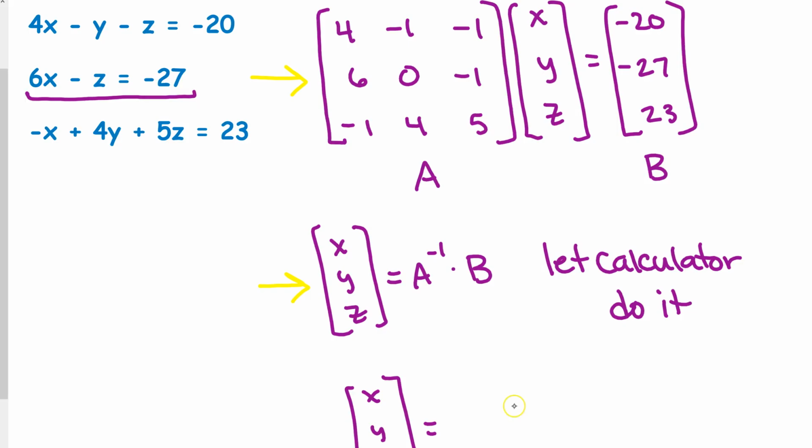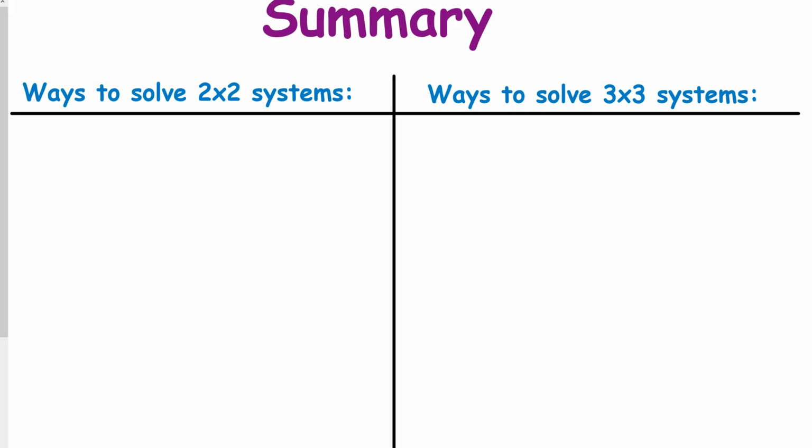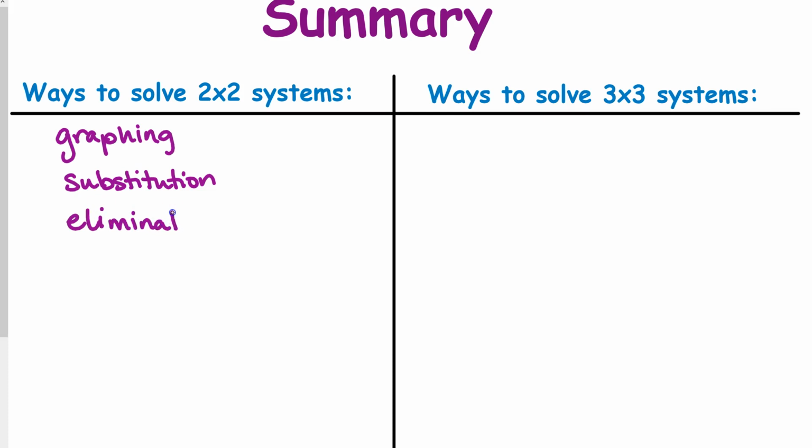Okay, so let's draw some conclusions from this unit. We have learned a lot of ways to solve systems of equations. That has been the primary goal. The ways we've learned to solve 2 by 2 systems are graphing, substitution, elimination, Cramer's rule, and the inverse matrix method.